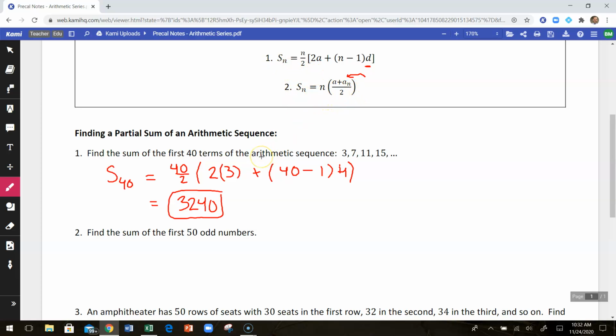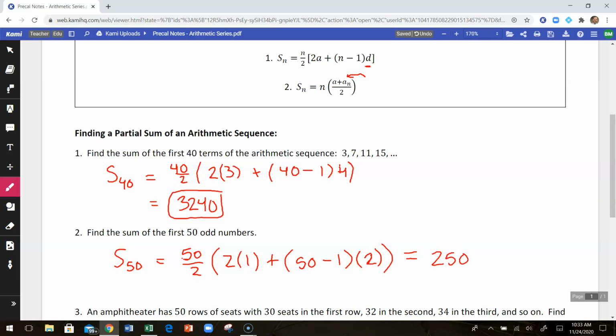But I'm going to use the first formula. I'm going to find the sum of the first 50 odd numbers. So n is 50. I'm going to add together 50 numbers. A is the first odd number, that would be 1, plus n minus 1, so that's 50 minus 1, times d, our common difference. Well, what is the difference between odd numbers? That would be 2, right? So 1 to 3 to 5 to 7. My common difference is 2. I add all that, multiply, and I end up with 2,500.